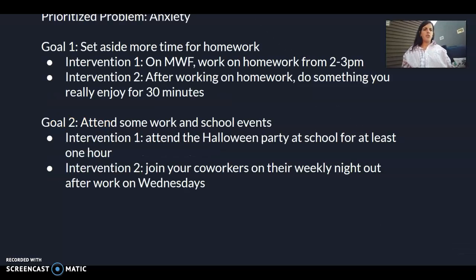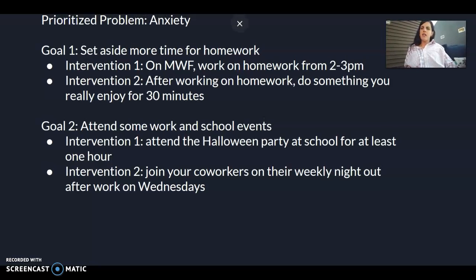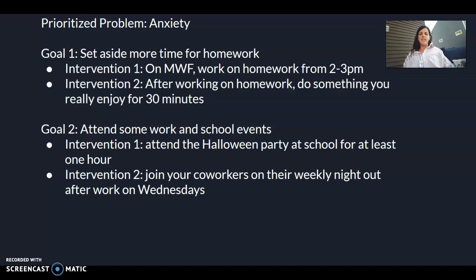So I'm going to show you on the next slide. You have a client who has prioritized their problem as anxiety. And so you worked to set up 2 goals with a couple different interventions under each goal. Your first goal is they're going to set aside more time for homework. Apparently this client is anxious about schoolwork.